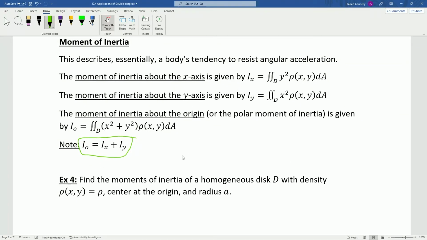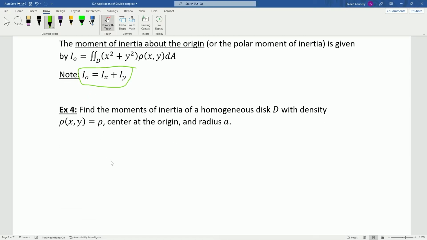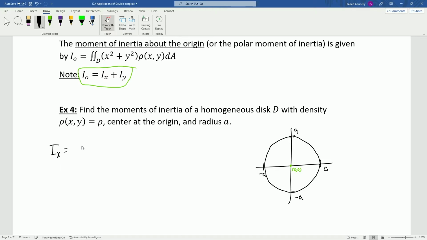So let's go ahead and tackle this one. Find the moments of inertia of a homogeneous disk D with density rho, center at the origin, and radius a. So in other words, the density is a constant value here. So if we take a look at this region, the center is at 0, 0. And what would our integral look like for our moment of inertia? All right, so for the moment of inertia about the x-axis, that's going to be the double integral over D, y squared times rho with respect to a.